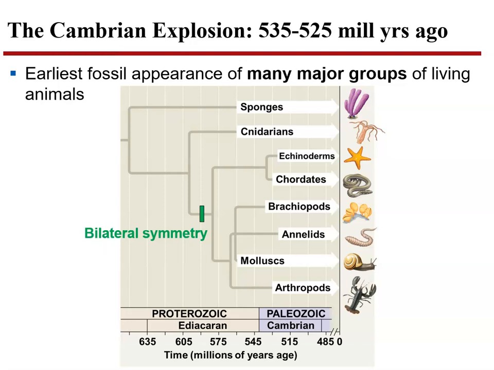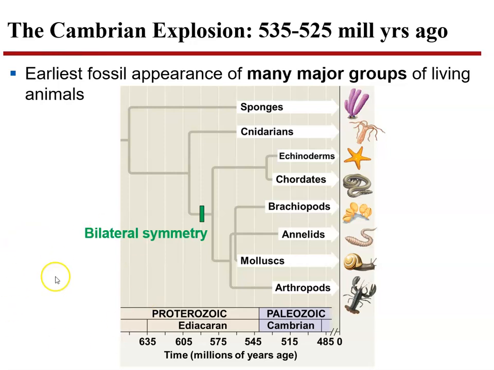So these groups would have come after, or during, rather, the Cambrian explosion, which is not really an explosion. It has to do with the explosion of life, specifically animal life, about 535 to 525 million years ago. We can date the fossils back to that time of when the earliest fossils of many of the major groups of currently existing animals first appeared in the historic fossil records.